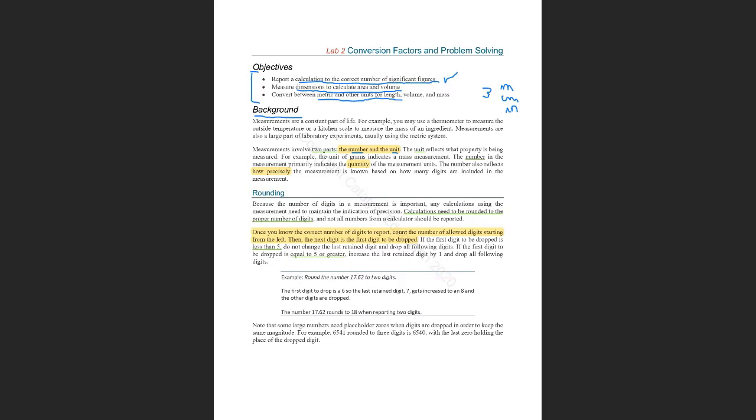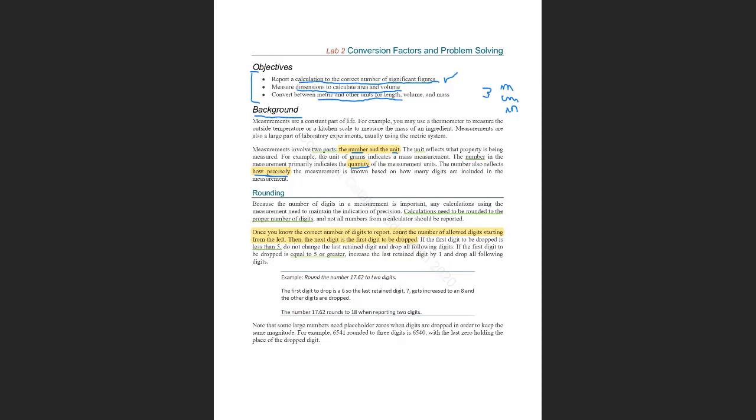The unit reflects what property is being measured. If you are measuring length, you will have either meters or centimeters or feet, so you know you are measuring length. And the quantity here is the number. The number is very important for two reasons: the quantity and how precisely. This concept is very important.